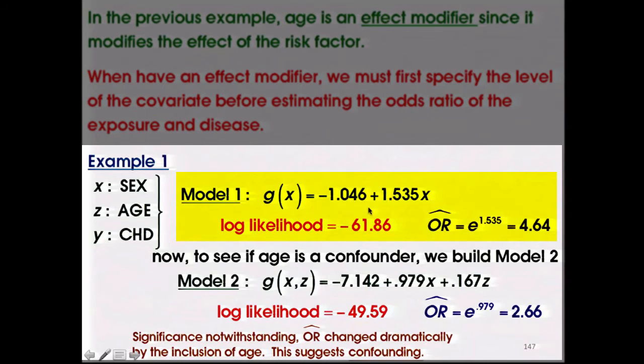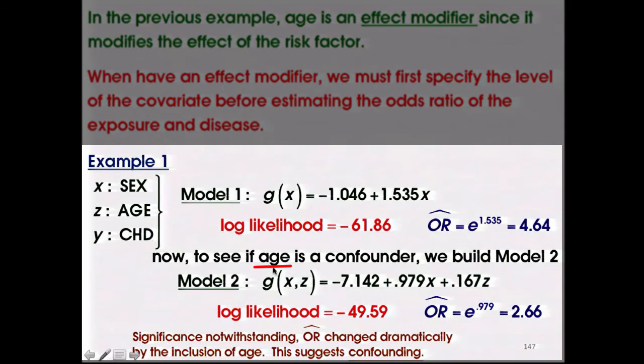Beta naught is minus 1.046. Beta 1 is plus 1.535. If you take e to the 1.535, you get 4.64. So in a crude sense, the odds of CHD is 4.6 times higher for males than it is for females. Okay? Again, it's crude. I've controlled for nothing. So now, my worrying about age gets dealt with by including it as a covariate in the same model. So I put age into the model.